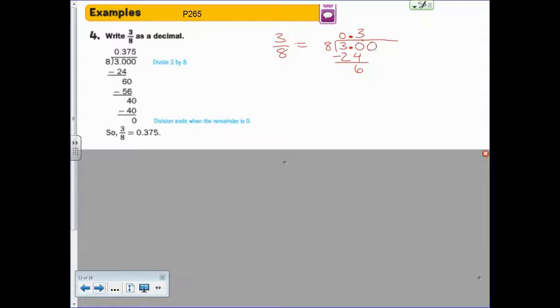Instead of bringing that up as a remainder, I'm going to add a 0 and bring it down. 8 then divides into 60 7 times. 7 times 8 is 56. We subtract, we get 4 left over. Still not a terminating decimal, so I need to add a 0 and bring it down. Now 8 goes into 40 5 times, and 5 times 8 is 40. So that comes out equal with 0 remainder. This is a terminating decimal, and therefore 3/8 is 375 thousandths.